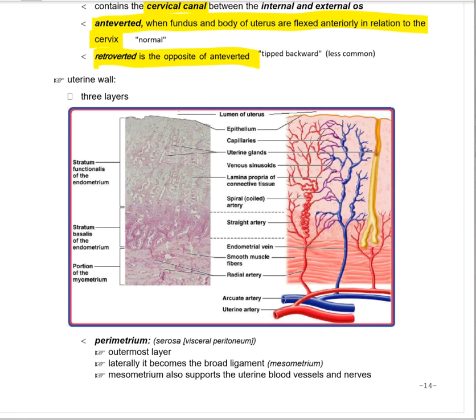The uterine wall has 3 different layers. Let's show all those layers first, and then we will go and look at this picture a little bit more. So we have the perimetrium, which is the outermost layer. And I know normally we would call that endometrium, or epimetrium or something, but we don't. Perimetrium. And this is the visceral peritoneum, the outermost layer.